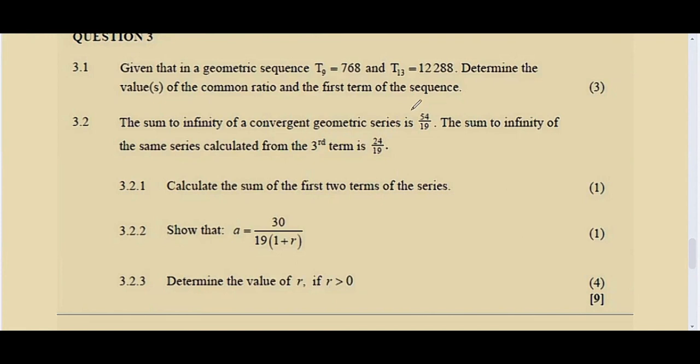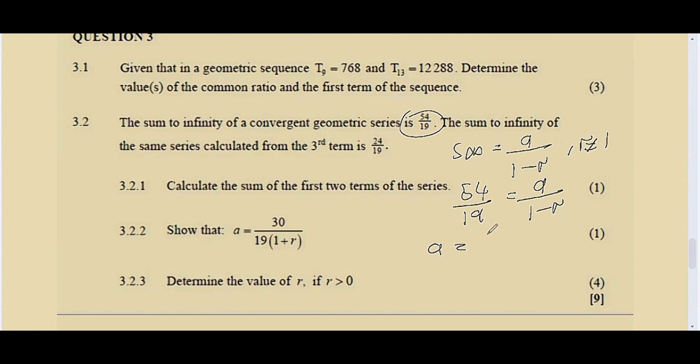So remember from here we are given the sum to infinity. So we can express this as sum to infinity is equals to A over 1 minus R, where our R should not be equals to 1. Then what is the value for sum to infinity? That's 54 over 19. And then here we have A over 1 minus R. Now let's go ahead and express this in terms of A, right? So we take this whole expression, multiply it with this fraction here. So that means we'll have A is equals to 54 in bracket 1 minus R over 19.